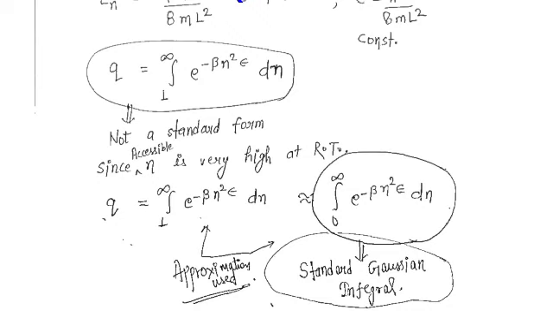So here we have taken the limit as 0 to infinity, e raised to the power minus beta n square epsilon dn, and this is the standard Gaussian integral. You have to highlight it in your notebook so that it stands out when you revise. So this is the standard Gaussian integral.